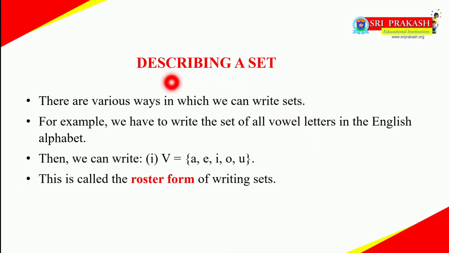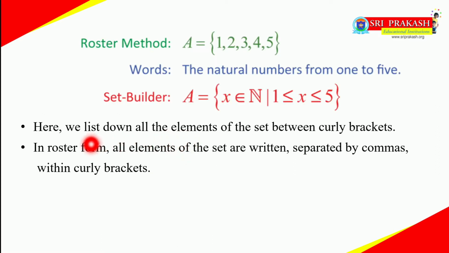How can we write a set? There are various ways in which we can write sets. For example, we have to write the set of all vowel letters in the English alphabet. Then we can write that as V = {a, e, i, o, u}. This way of representing sets is called the roster form of writing sets. Here in the roster form, we list down all the elements of the set between curly brackets. All the elements of the set are written and separated by commas.